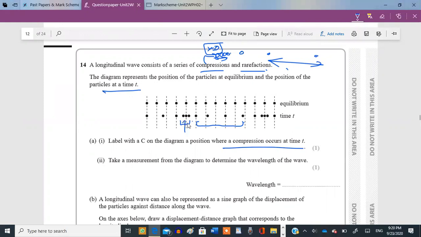So this is your compression, right? So it's C. Then take a measurement from the diagram to determine the wavelength of the wave. Well, for the wavelength of the wave, you can either take compression to compression or rarefaction to rarefaction. But since there is just one big rarefaction given to you and not another big rarefaction, it's better to use the compressions, okay? Because this is one compression and this is the other compression. So this is going to be your wavelength, lambda, from the middle of the first one to the middle of the second one.